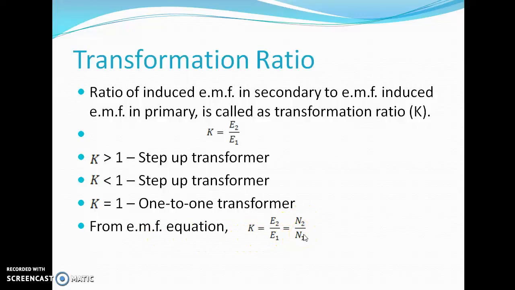Step up transformer is used to increase the voltage level from primary to secondary. Step down transformer is used to decrease the voltage from primary to secondary, whereas 1-to-1 transformers are used as isolation transformers. From the EMF equation in the last slide, we can say K is equal to E2 by E1, which will be equal to N2 by N1. Its transformation ratio is equal to the turns ratio of the transformer.